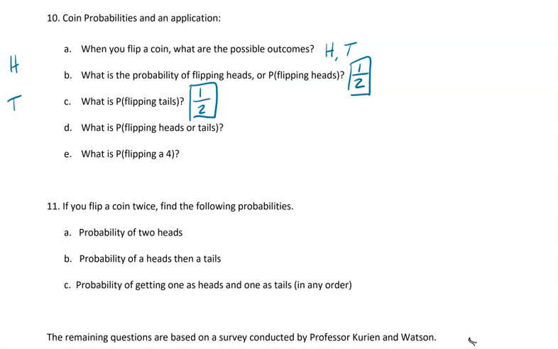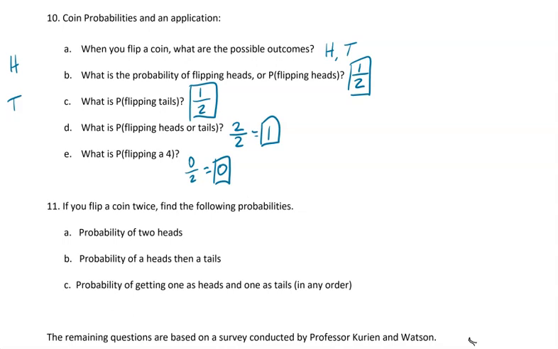All right, what about the probability of flipping heads or tails? Well, if we want heads or tails, that's two possibilities out of our two, which means it's 1, which makes sense. You can't flip a coin and not end up with heads or tails. What's the probability of flipping a 4? Well, there's nothing on a coin that is a 4. So it's just 0 out of 2. That's 0.